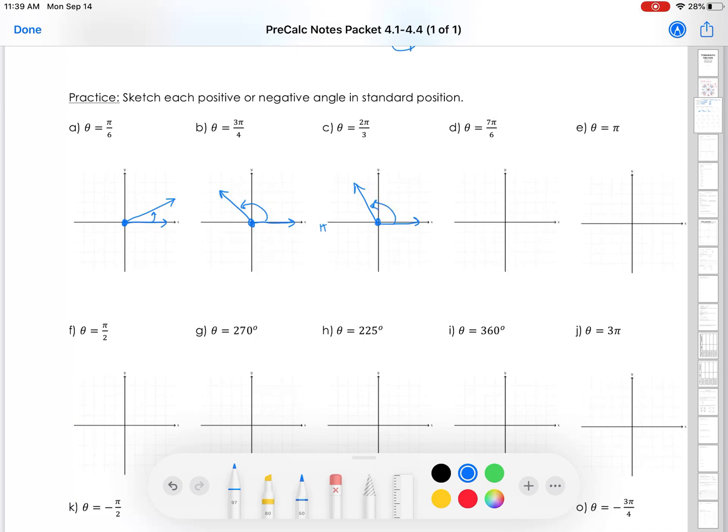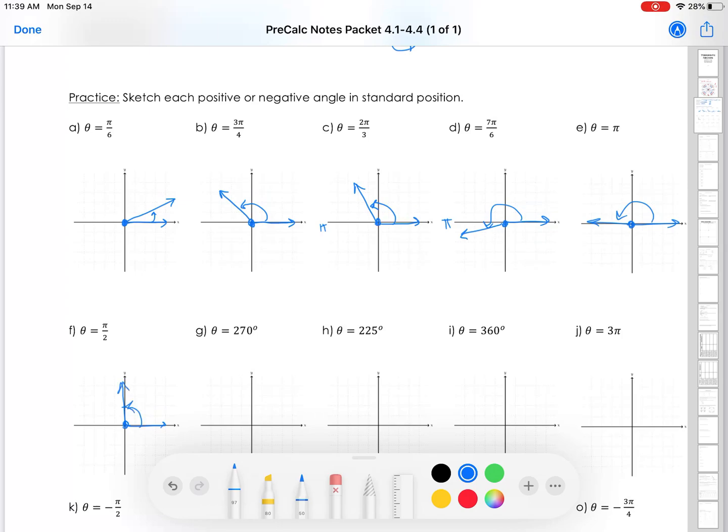7 pi over 6, that is more than a full pi. So if this is full pi, 7 pi over 6 is like 1 pi and 1/6. So that would be somewhere around here. Pi, we know that one. That's on the left. Pi over 2, another one. We call these quadrant angles because they are on the quadrant lines.